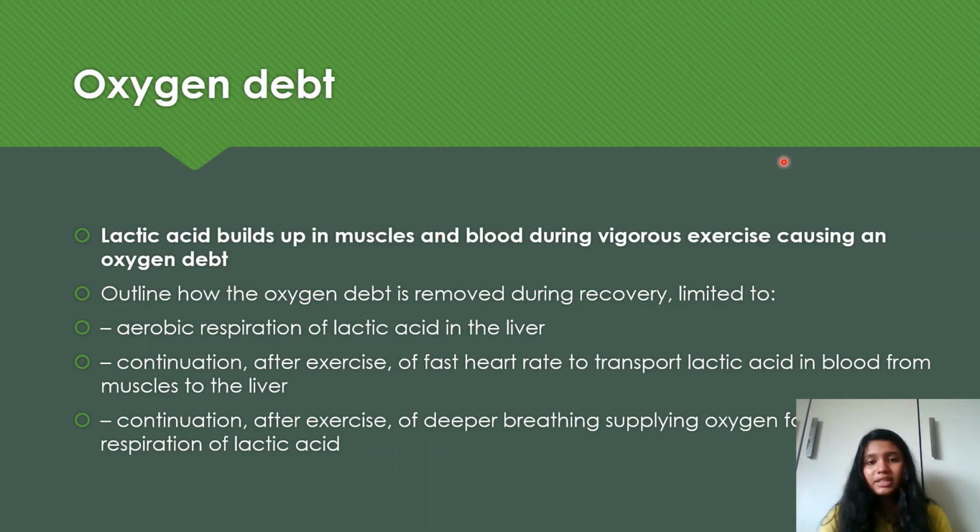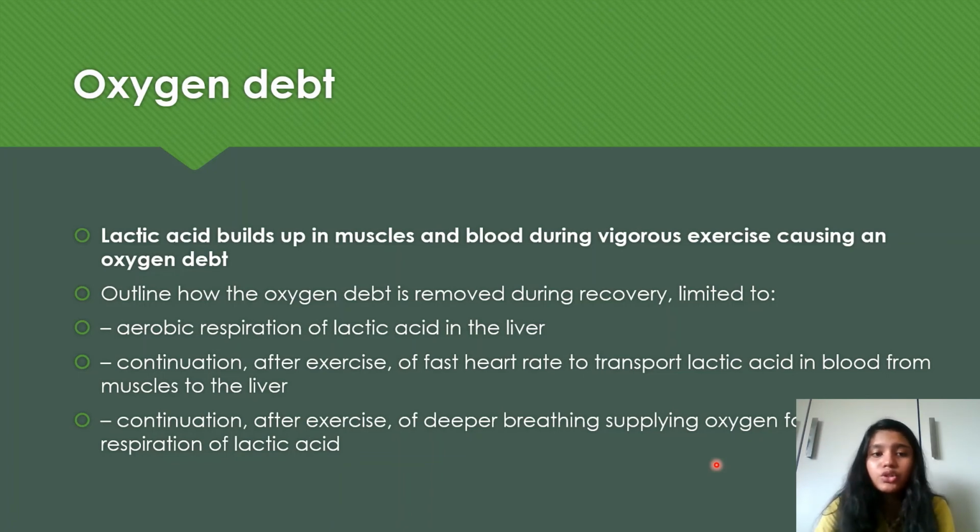Now, basically, lactic acid causes muscle cramps. Okay, it builds up and causes muscle cramps. So to eradicate this, you need an increased supply of oxygen. So this is taken straight from your syllabus. You need to outline how the oxygen debt is removed during recovery. So first, what happens is lactic acid builds up in your muscles. As I said earlier in chapter 11, your brain detects an increase in this lactic acid content because of a decrease in pH. So acids have a low pH, so an increase in lactic acid lowers the pH of blood.